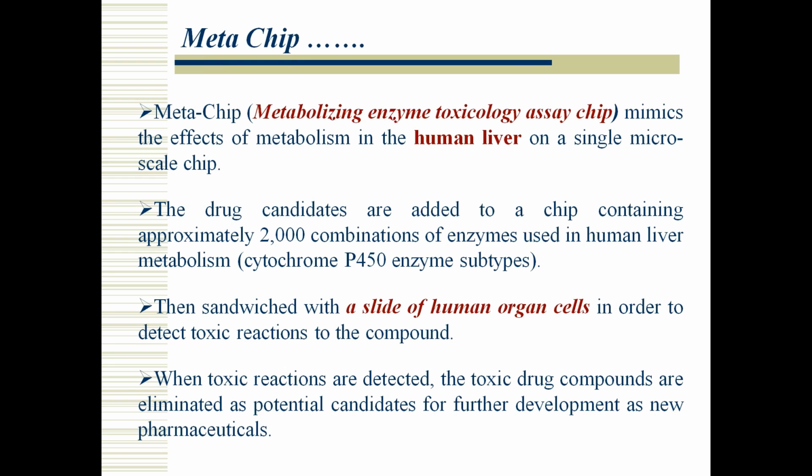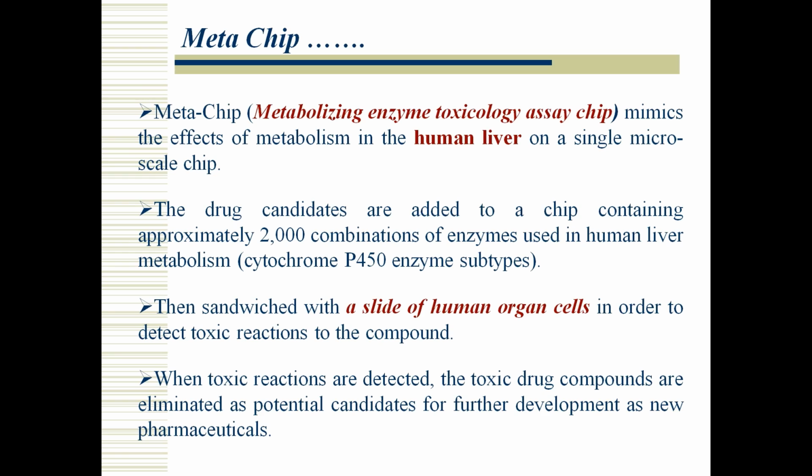The meta chip, what is a meta chip? Metabolizing enzyme toxicology as a chip. It is known as the meta chip, and it mimics the effects of metabolism in human liver on a single microscale chip. The drug candidates are added to this particular chip containing approximately 2000 combinations of enzymes used in human liver metabolism. For example, the entire cytochrome P450 enzyme subtypes can be done.